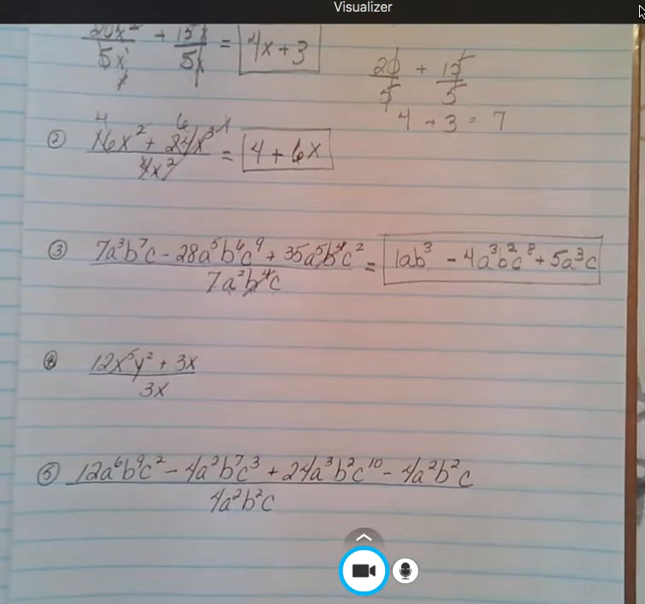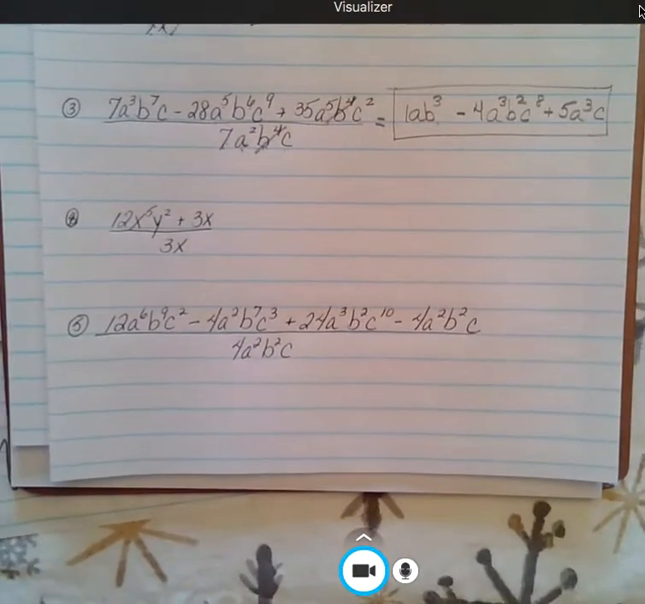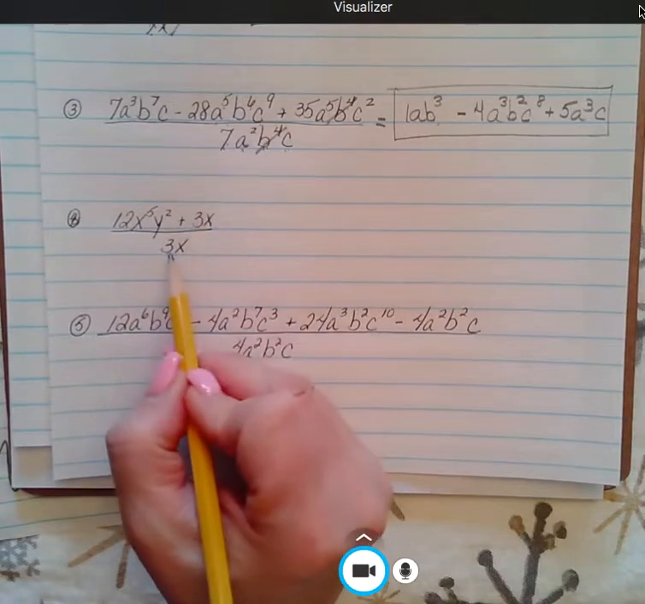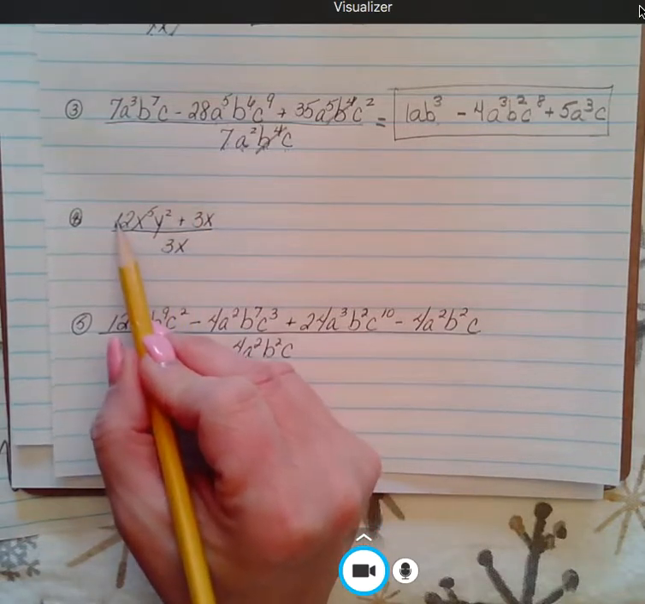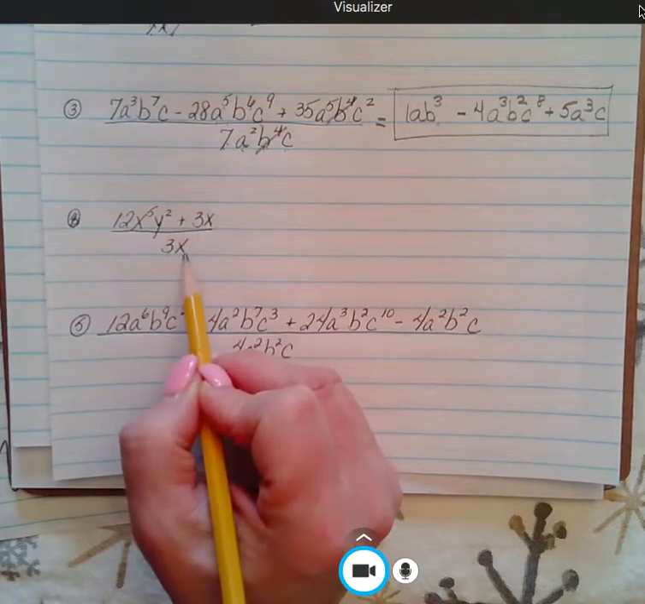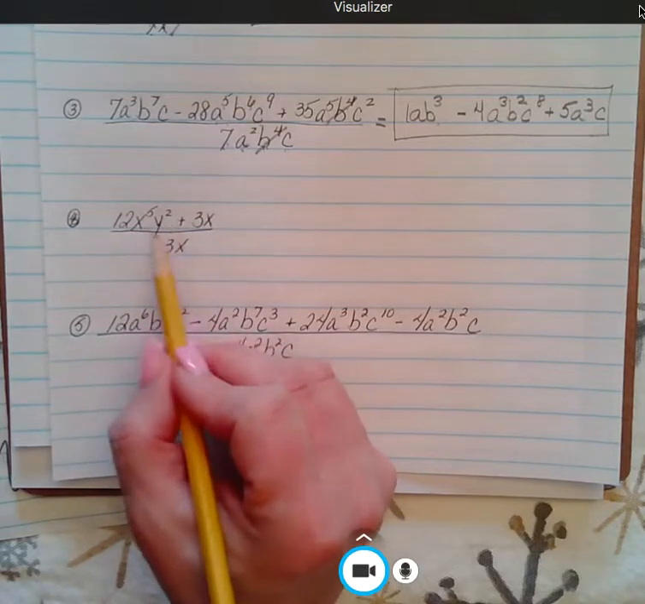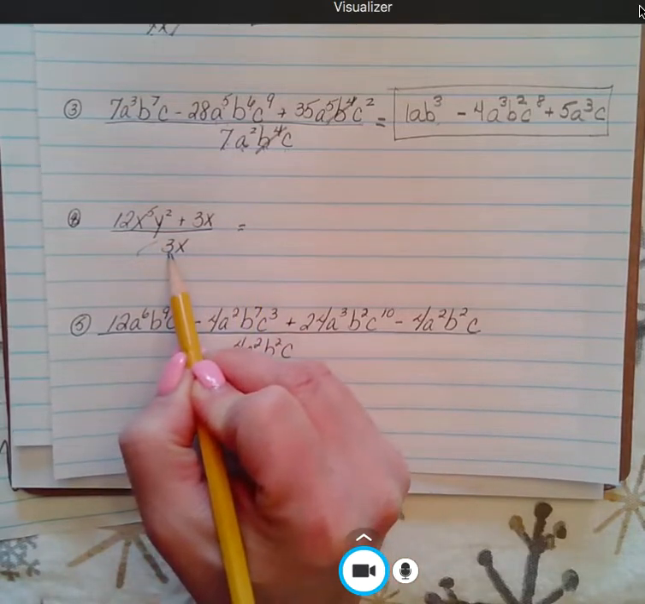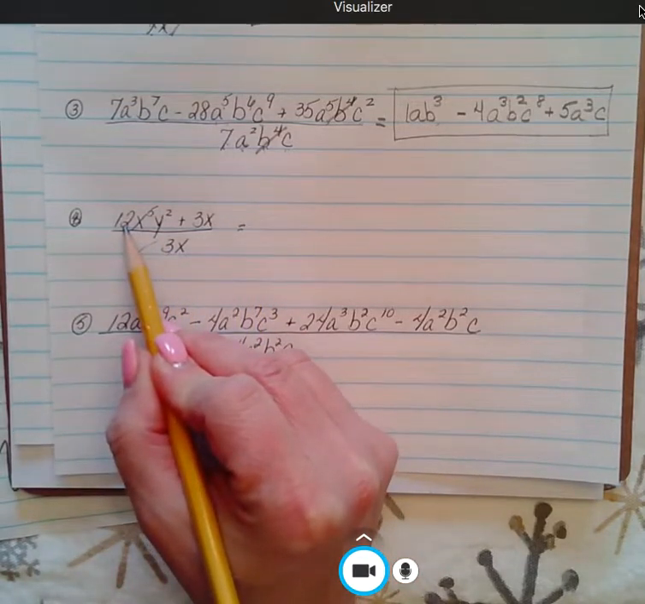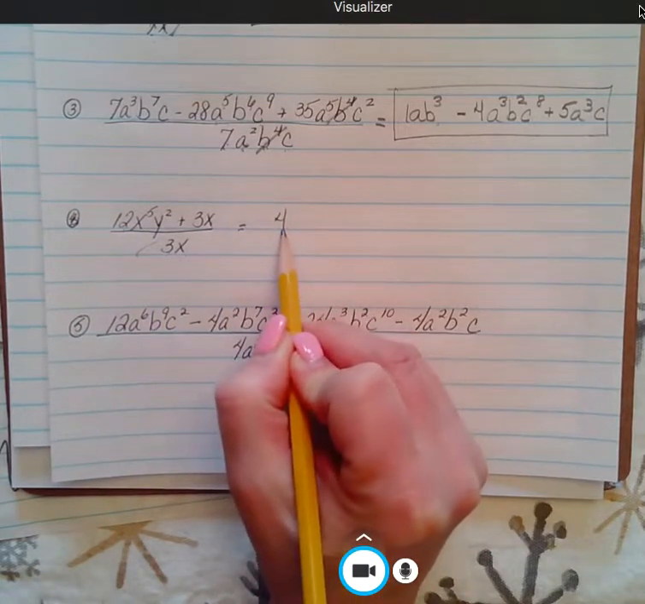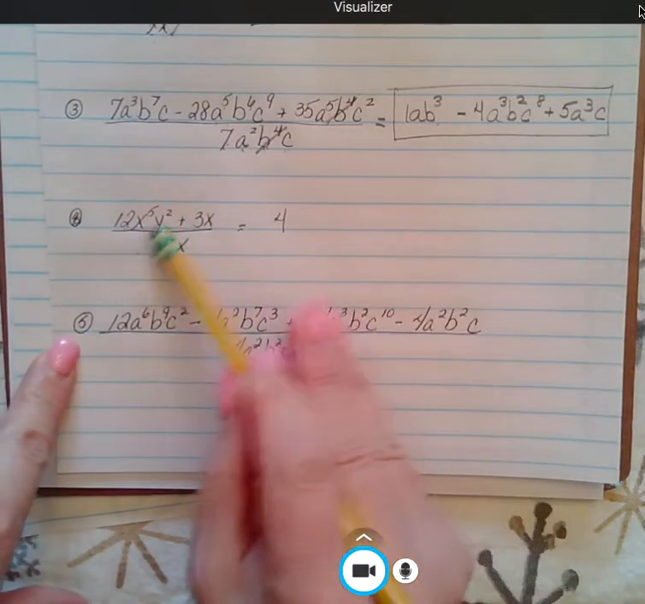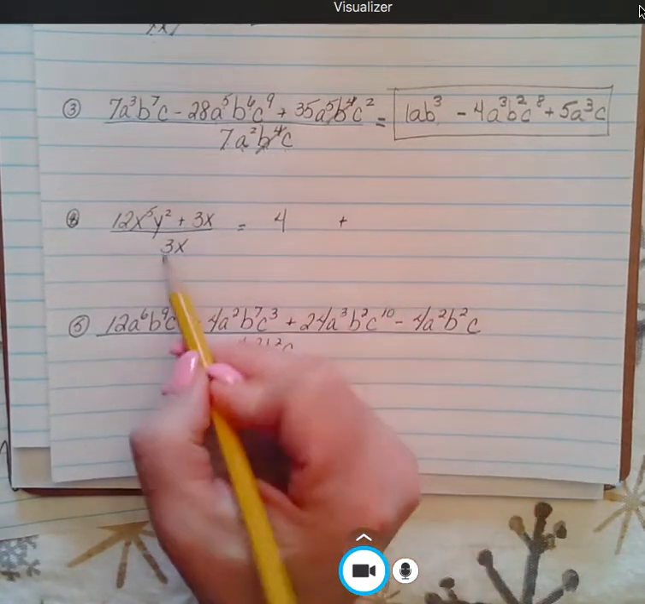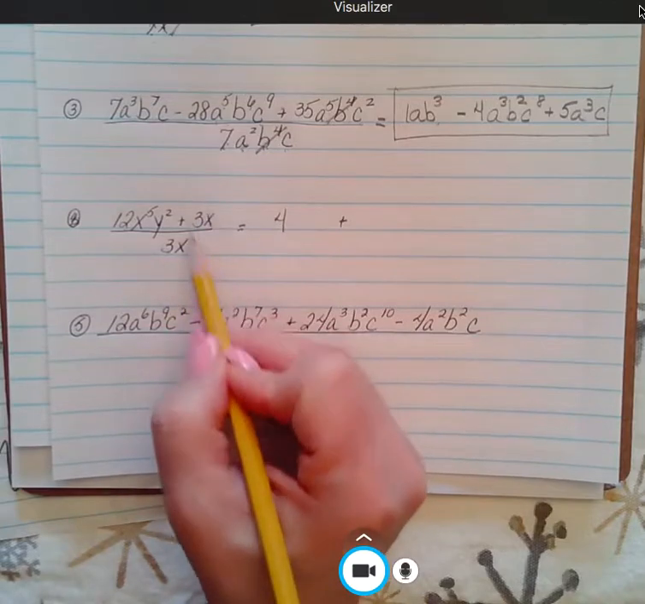Number 4. For this one, I want to make sure that 3 divides evenly into each term, that x divides evenly, and if there's extra variables, that's okay. 3 into 12 goes 4 times. I am going to take care of all my numbers first, leave a space, plus 3 into, ooh, look at that, see what happens.